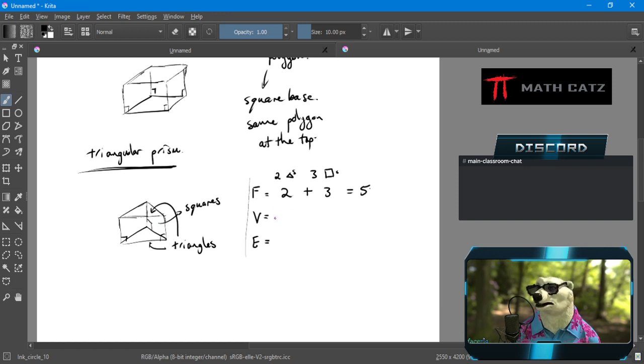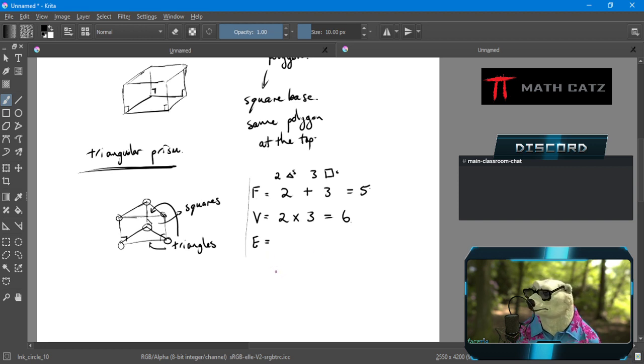Then the vertices. Well, the vertices will always be 2 times the number of vertices of the base polygon because there's a base at the top. I have vertex, vertex, vertex at the bottom, and at the top, vertex, vertex, vertex. So 2 times 3 because the base was a triangle, and I have 6 vertices.